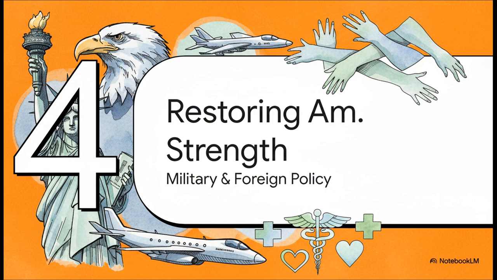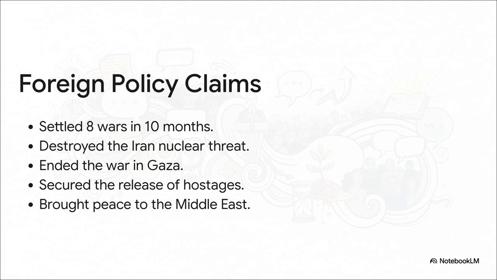Okay, on to part 4, restoring American strength. So we've covered the economy. Now the story broadens out again to talk about American power, not just around the world, but also right here at home, with things like healthcare. And when it comes to foreign policy, the speech just lays out this machine gun-style list of accomplishments. And look at the scale of these claims.